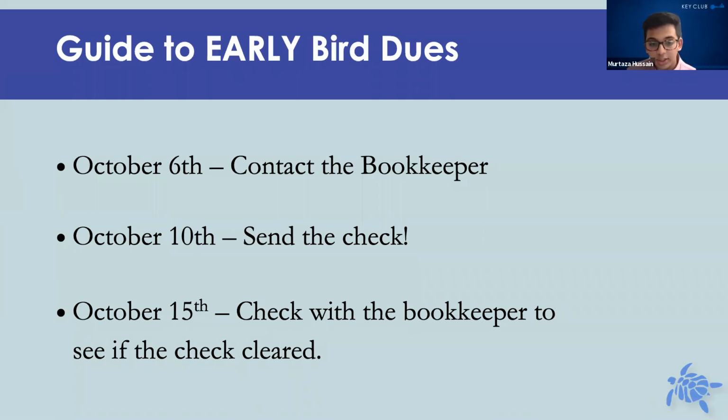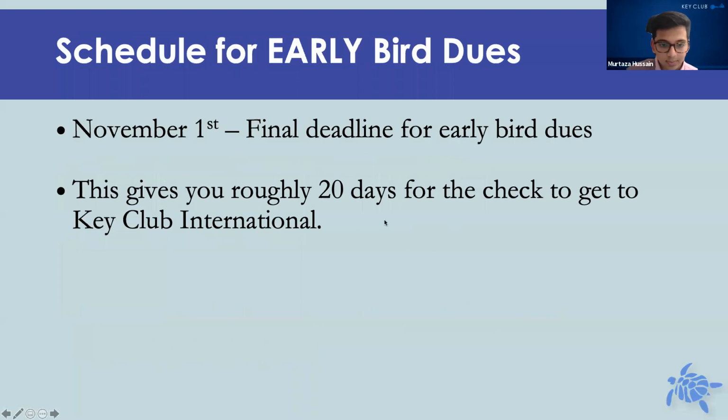After doing so, you do want to follow up with your bookkeeper to see if the check has been cleared. And that means, has the check amount been paid to Key Club International? So you do want to make sure that you check on that around October 15th, and to finalize the whole guide towards the early bird dues process by November 1st. That is the final deadline for early bird dues. So of course, if you mail it out on October 10th, it will most likely come before the November 1st deadline.